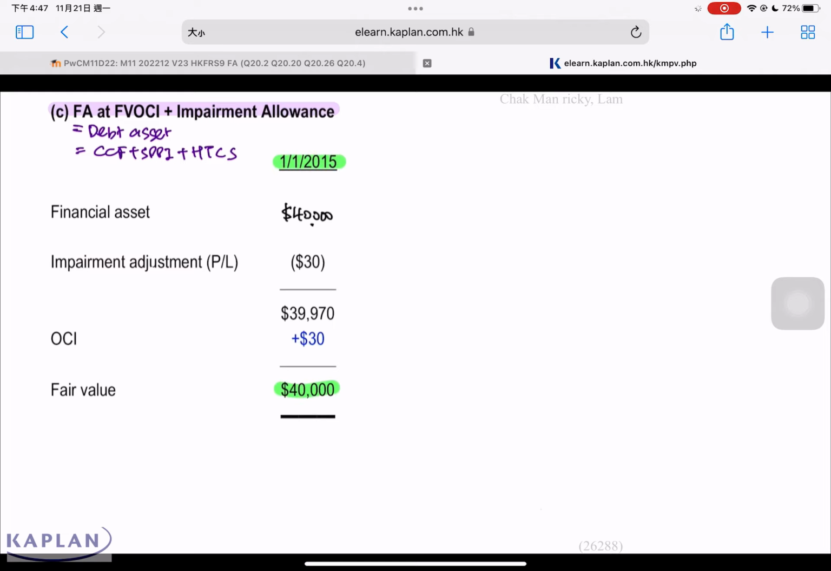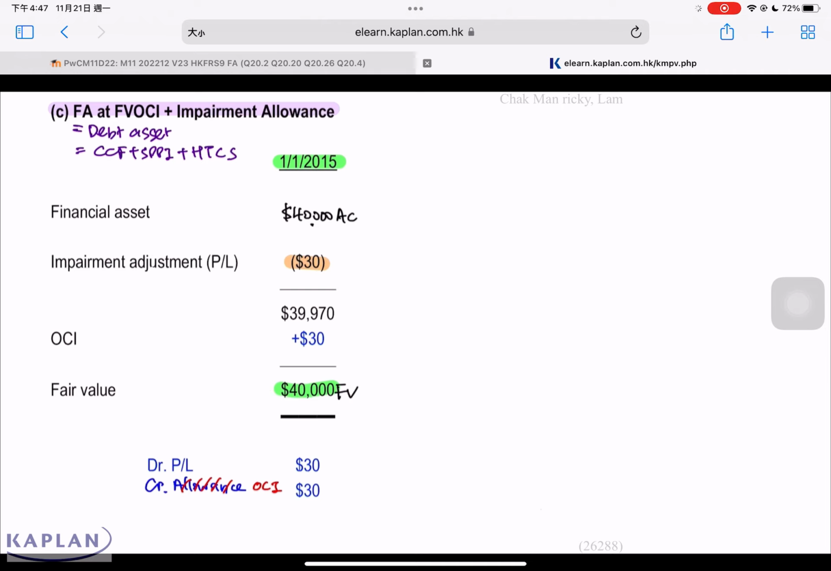First is to consider the impairment adjustment to P&L. For impairment, normally we debit profit and loss $30 and credit the allowance account. But if you credit the allowance account, you reduce the carrying value of the asset, and this is not right. The carrying value of the asset must be equal to fair value. Instead of crediting the impairment allowance account, for financial assets at fair value through OCI, we credit OCI. This is the amortized cost initially, and it also equals fair value initially.